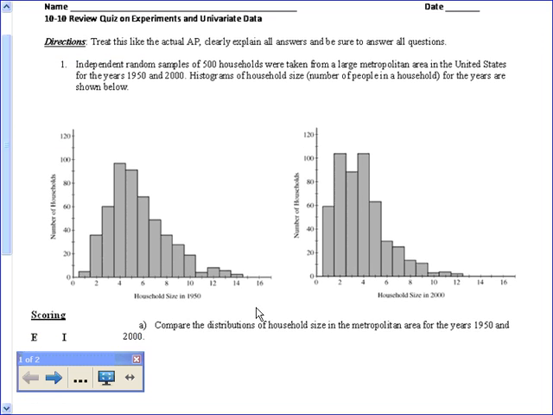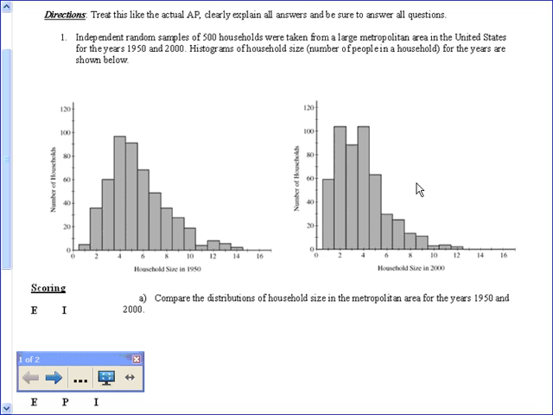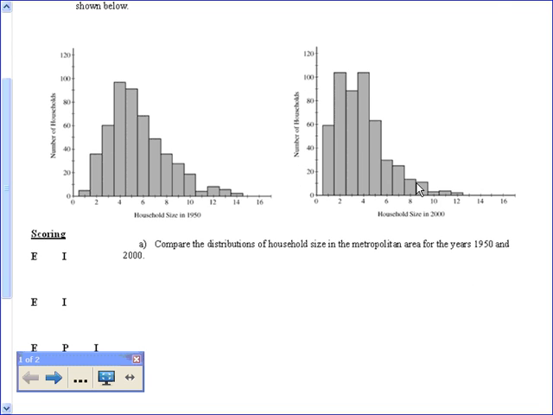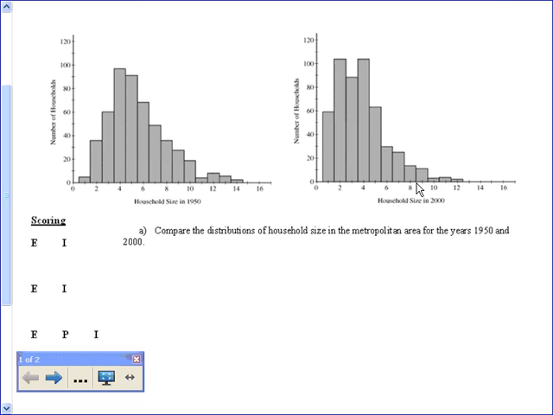So this was a two-question quiz, and it's looking at two histograms. The histograms show the household size, which is the number of people in a household, for the years shown below. So I'm going to talk you through this more than I'm going to actually write about it. It says compare the distributions.